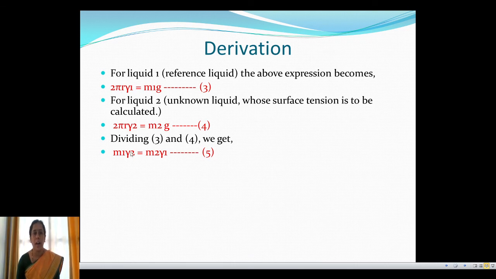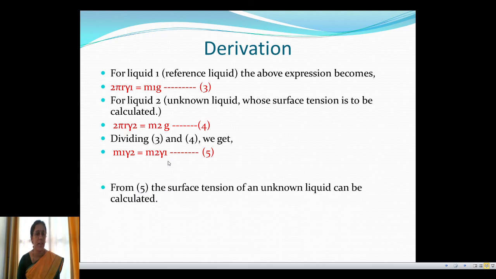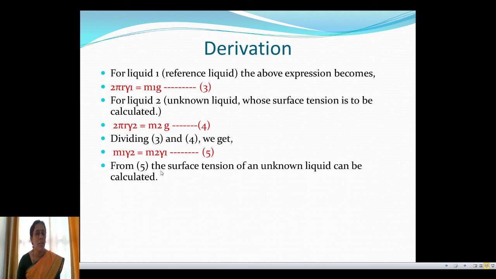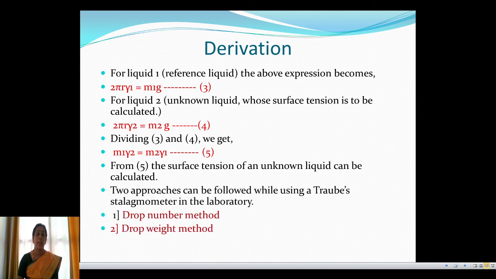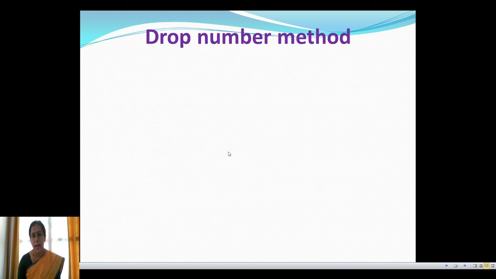Therefore m1 gamma 2 is equal to m2 gamma 1. We get this as equation number 5. And from equation number 5, the surface tension of an unknown liquid can be calculated. Now, from the above stalagmometer method, two approaches can be followed. Which are the two approaches? First one is the drop number method and second is the drop weight method. We will discuss it as follows.